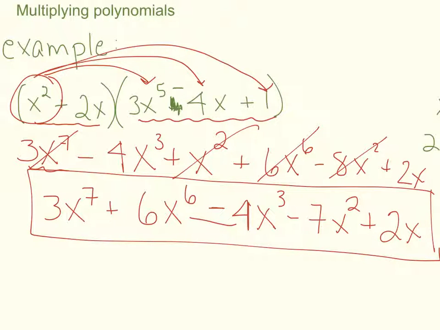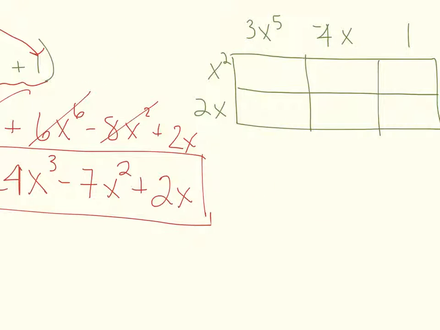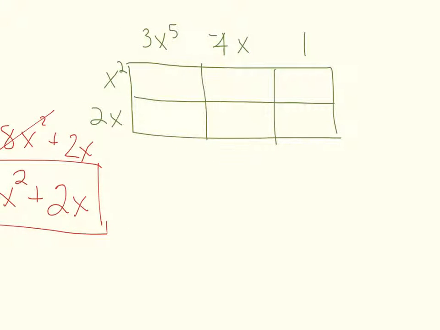You might have done this differently in the past. You might have written this in terms of boxes. So notice our binomial takes up 2 boxes. So I'm just going to fill in each box and multiply. So for this box, I need to just multiply x squared and 3x to the fifth. So that's going to give me 3x to the seventh. In this next box, I know I'm going to have negative 4x to the third. And in the last box, I'm going to have 1x squared.